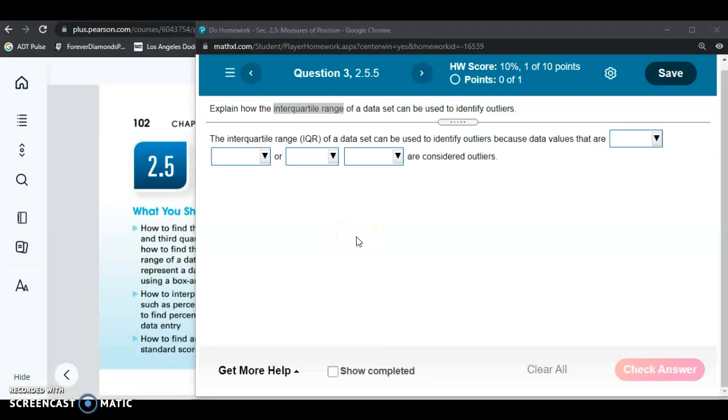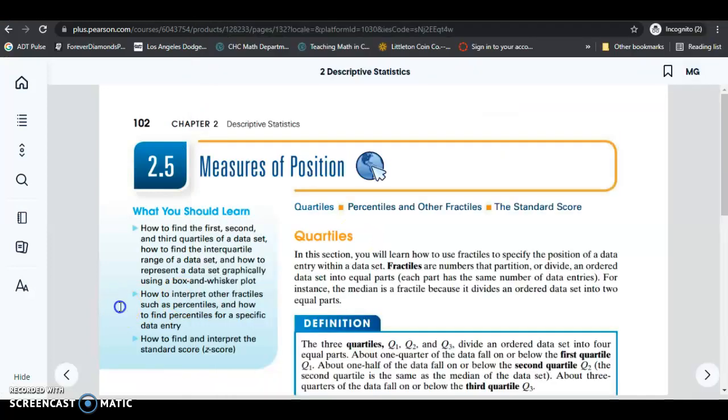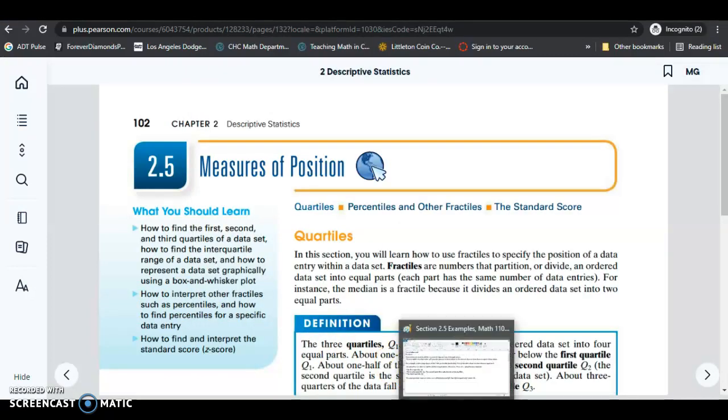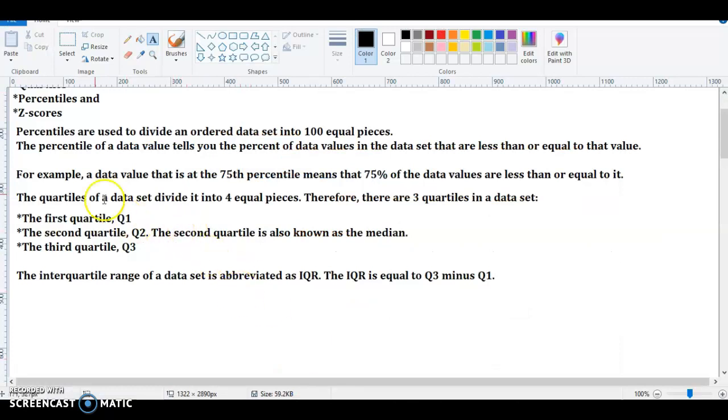Okay, so before we can answer this question, we have to discuss what quartiles are. The quartiles of a data set divide it into 4 equal pieces, so there are 3 quartiles. Just like the percentiles divide a data set into 100 equal pieces, there are 99 percentiles. I apologize, I misspoke earlier: there are 99 percentiles.